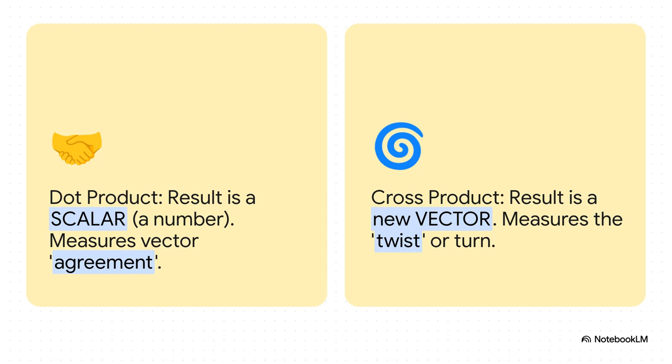Then, you've got the cross product, which is a whole different animal. This one measures the twist between two vectors, and the answer is a brand new vector that points at a right angle to the first two. It's basically the math of rotation.